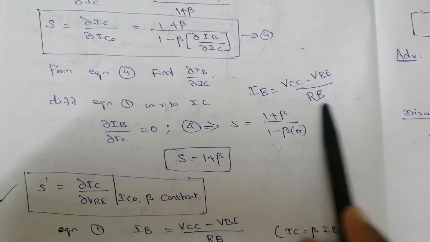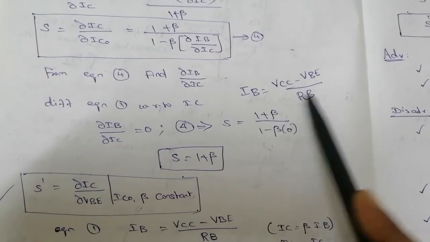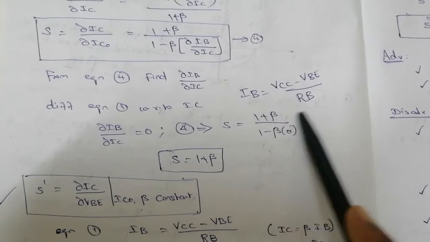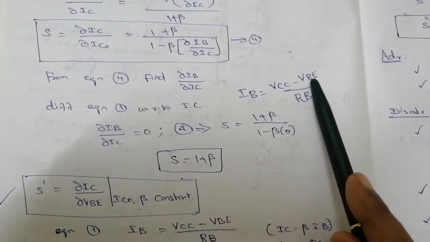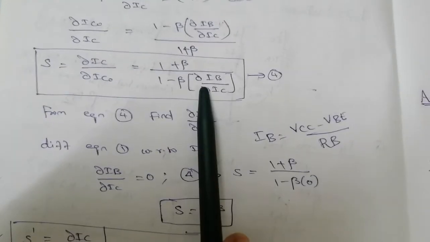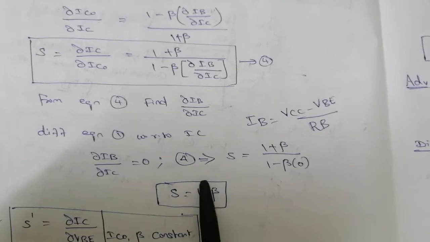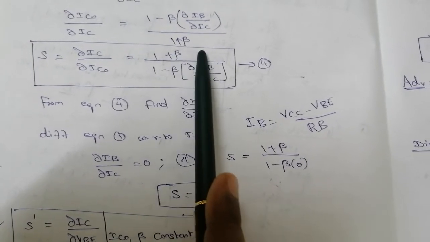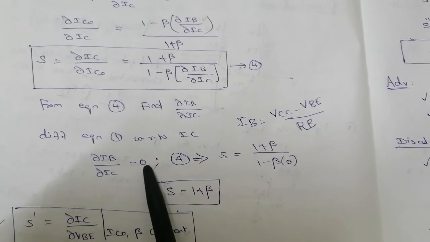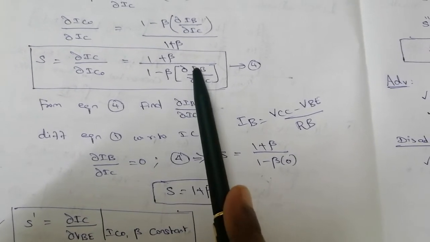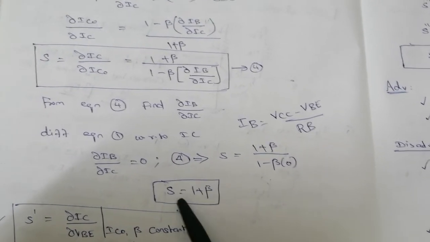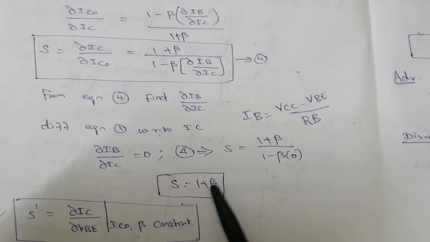So this is the equation 1. Now differentiate this equation 1 with respect to IC. So dou IB by dou IC is equal to, here there is no IC term, so it becomes 0. Now substitute this value into equation 4, right? So S is equal to (1 plus beta) divided by (1 minus beta into dou IB by dou IC) value equal to 0. So 1 minus 0, it becomes S is equal to 1 plus beta. So this is the stability factor due to the variation in ICO.